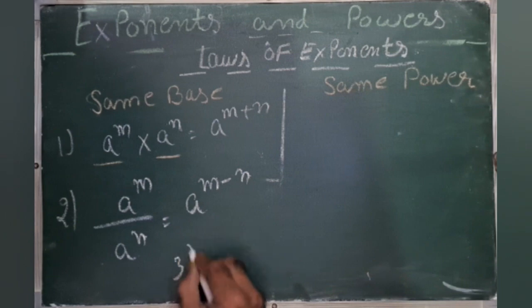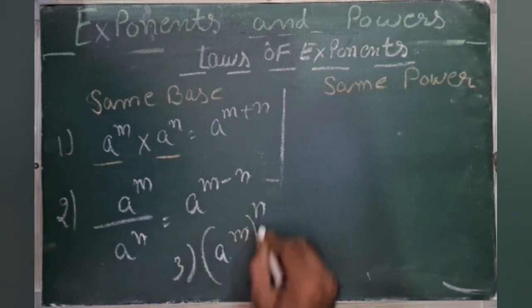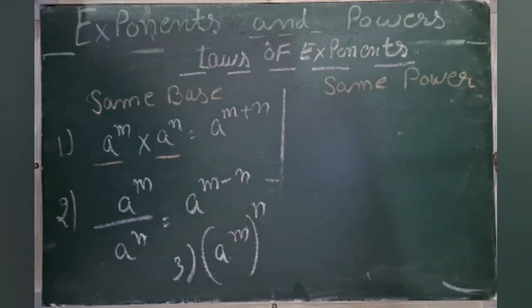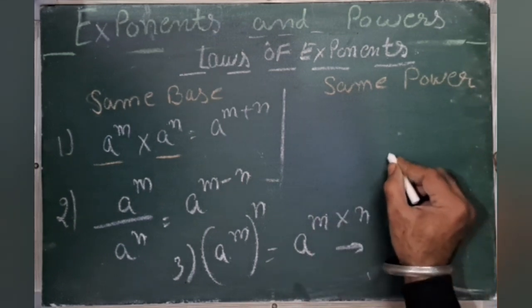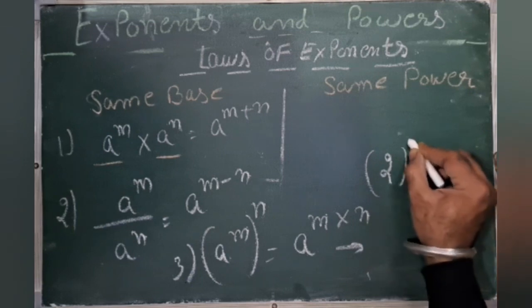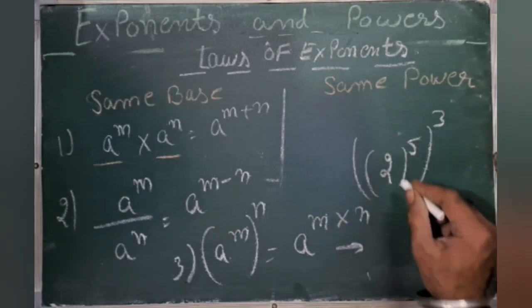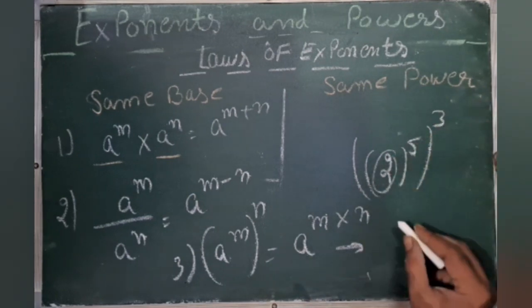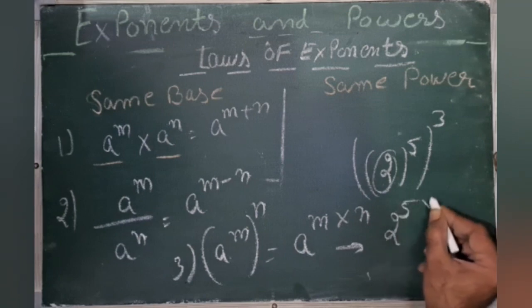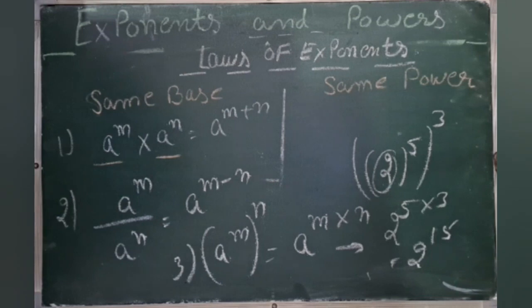Now third one is this, like if a power m and the whole power is n. What we have to do in this, that is a power m multiply n. The example for this, like if I write 2 power 5 and whole power is 3. So this is the base and power, then again whole power is there. So in this case we multiply the powers. 5 3s are 15, that is 2 power 15.